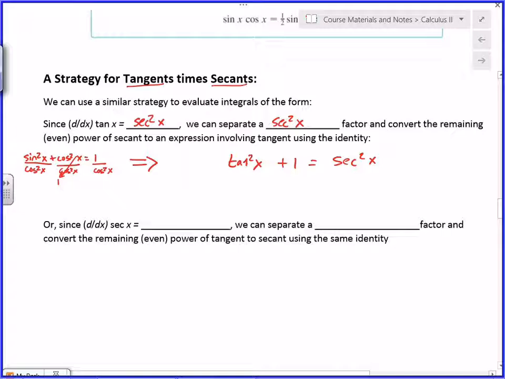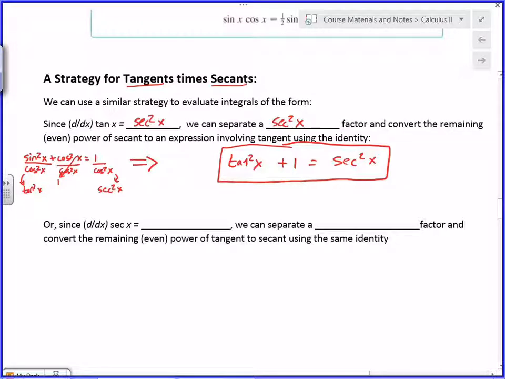So you can separate out, if you have enough secants to do this, a secant squared factor instead of just a secant now, and then convert all the rest of the secants to tangents. Now, did you get the tangent identity from the sine squared over? Exactly. So this is tangent squared, and this is secant squared. 1 over cosine is secant, so 1 over cosine squared is secant squared.